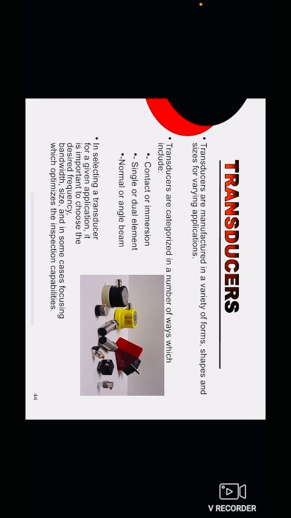And transducers. Transducers are manufactured in a variety of forms, shapes and sizes for varying applications. Transducers are categorized in a number of ways which include contact or immersion, single or dual element, normal or angle beam. In selecting a transducer for a given application, it is important to choose the desired frequency, bandwidth, size, and in some cases focusing, which optimizes the inspection capabilities.